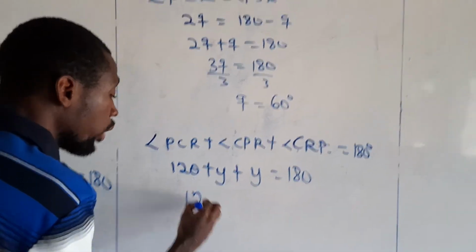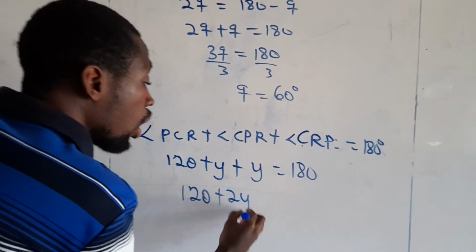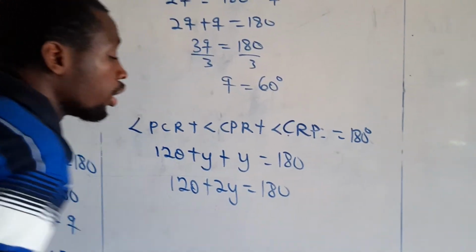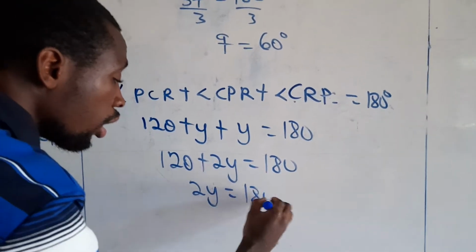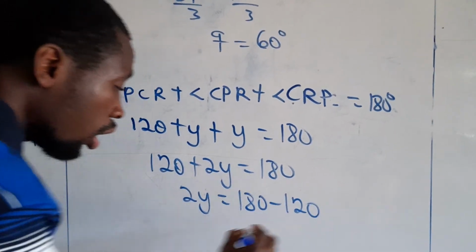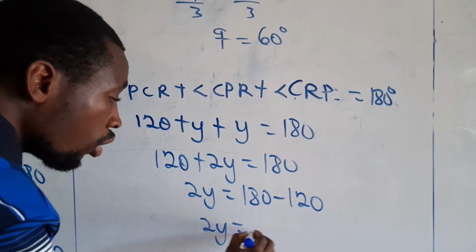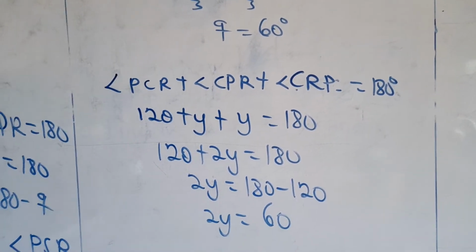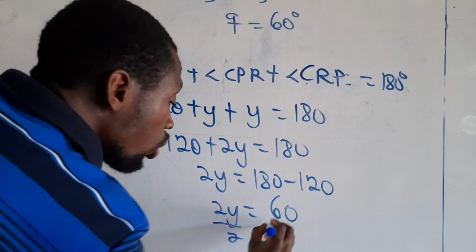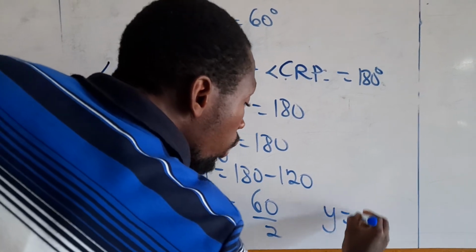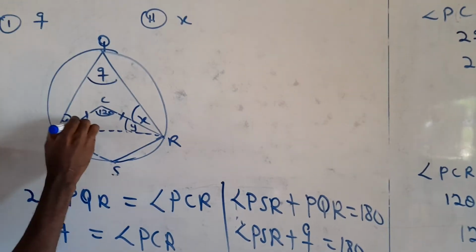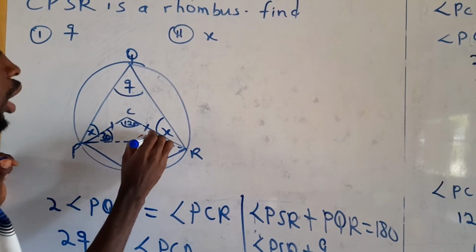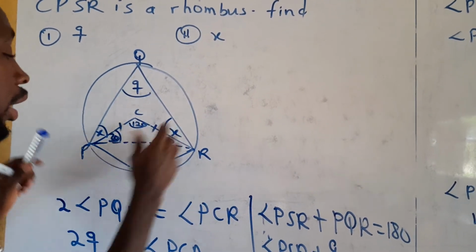And you can say 120 plus 2Y will be equal to 180 degrees. So I have 2Y will be equal to 180 degrees minus 120. 2Y will be equal to 60. On dividing both sides by 2, our Y will be 30 degrees. So we have found out that our angle here is 30, and this is also 30. Now we need the x.